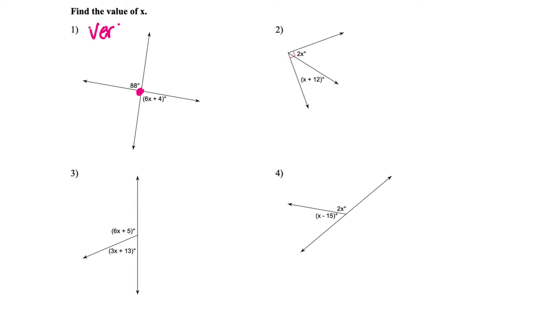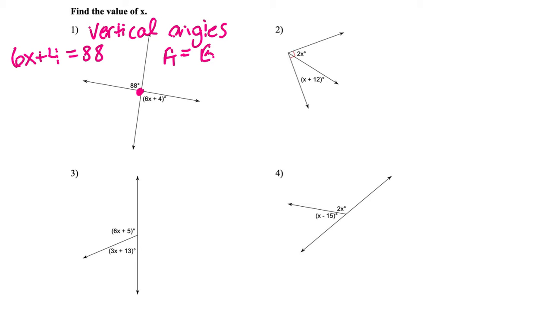So these are vertical angles, and I'm going to set them equal. Vertical angles are always set equal. So that's going to be 6x plus 4 equals 88. So I'll subtract 4. So 6x equals 84. And when I divide by 6, x equals 14.